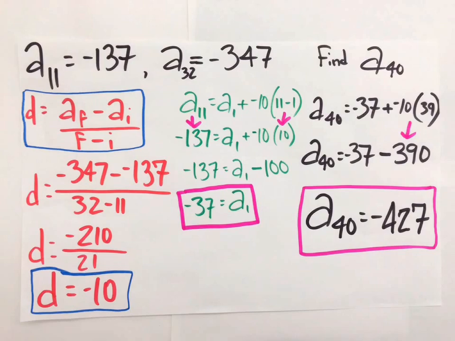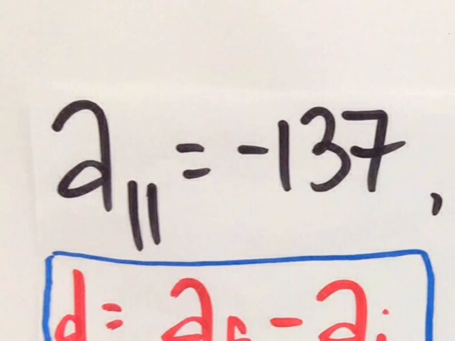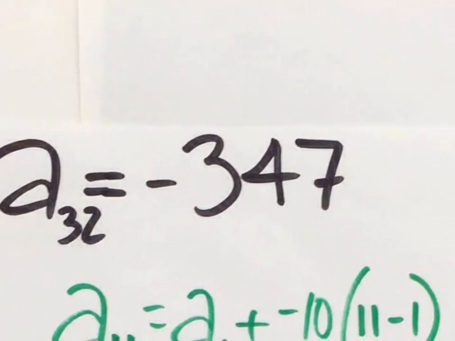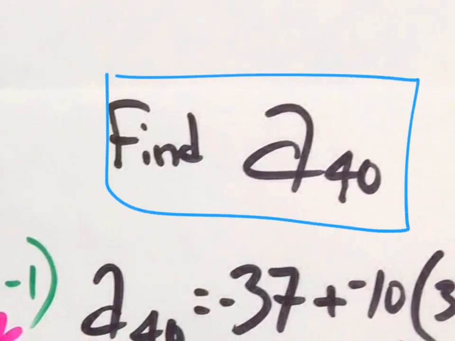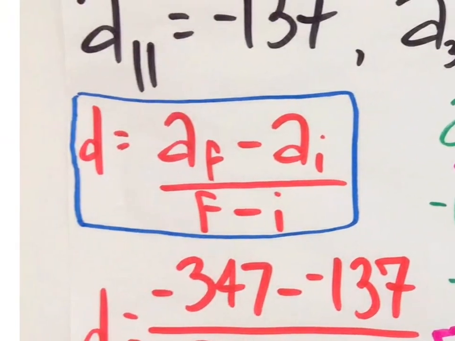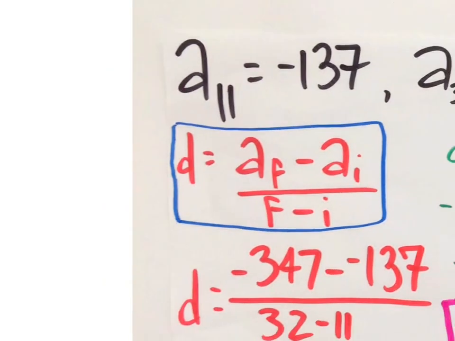So when we're given a problem that has two terms that we know, in this case, a sub 11 equals negative 137. We know the 11th term. We also know the 32nd term, which is negative 347, and we've got to find out what this 40th term is. This is our objective. We're going to do the same thing that we did before, using this new formula to find this difference. This is critical. This is crucial right here. So again, we're going to do a sub f minus a sub i over f minus i. Of course, final minus initial. And let's plug in these values.